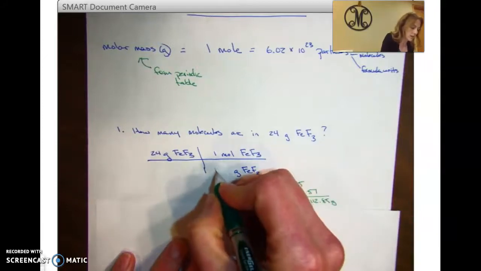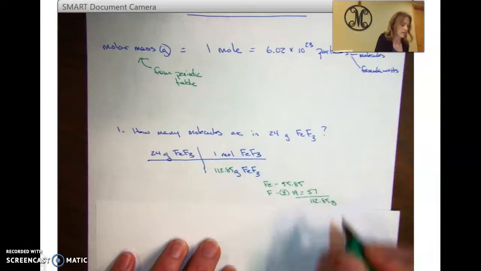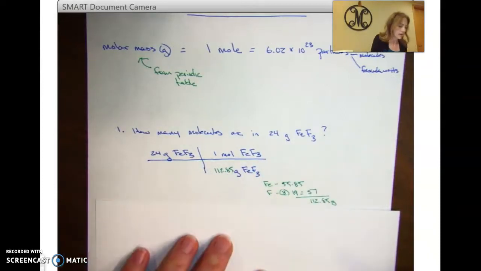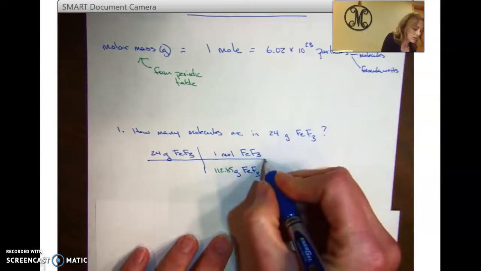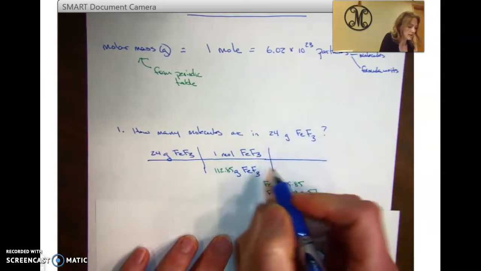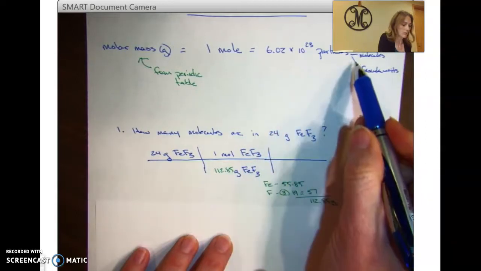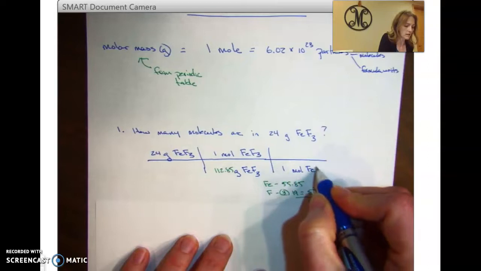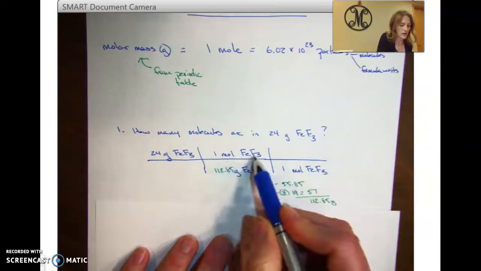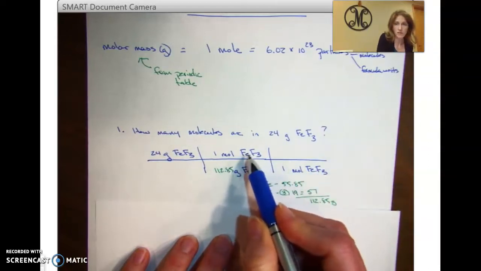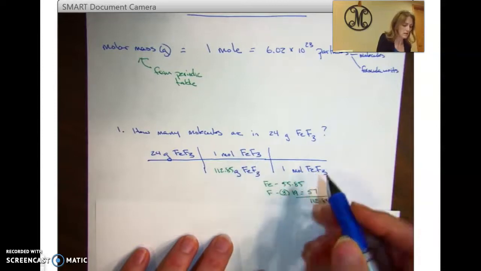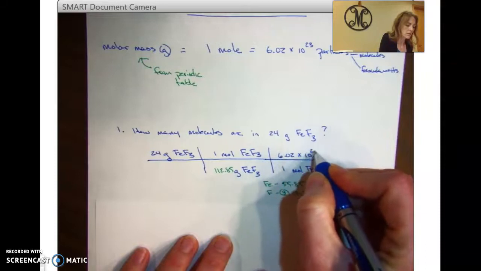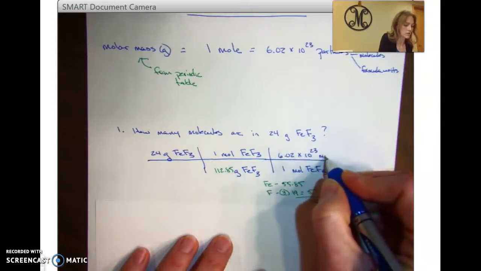So I'm going to insert that right here. That's how many grams are in every mole. This comes from the periodic table. So if it asks for moles, I'd be done. But it doesn't. It wants the number of molecules. So I know that 1 mole of FeF3, I want that unit to go away, moles of FeF3, so I drop it down here. We'll have 6.02 times 10 to the 23rd molecules.